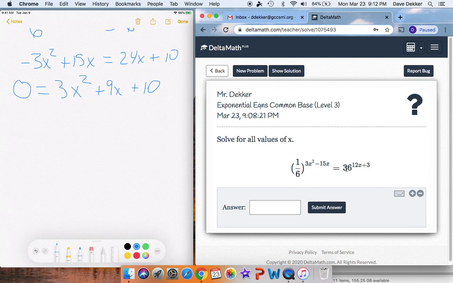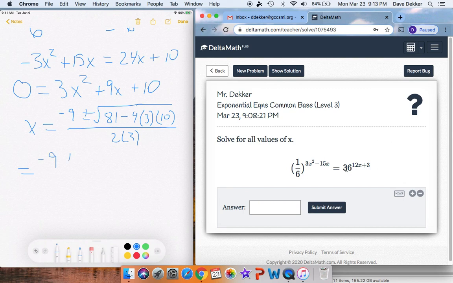so I think I'm going to try quadratic formula here. Okay, so to do that, we would say x has to equal negative b, so negative 9, plus or minus the square root of b squared, so that's going to be 9 squared, which is 81, minus 4 times 3, the a times c times 10, all divided by 2 times a, so 2 times 3. Okay, I'm just going to simplify that. So I have negative 9 plus or minus the square root of 81.